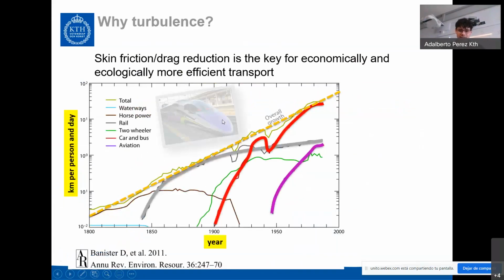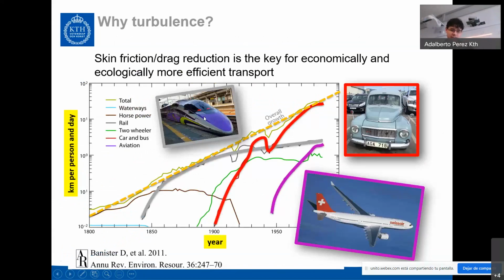Here we see one slide with a little bit more motivation of why turbulence. Here we see the evolution of the kilometers per person that a person travels per day, as the years progress. We see that it is increasing, right? And this trend still continues today. We need to be efficient with these systems so we stop consuming more and more fuel. So I would say that's a very big motivation, right?